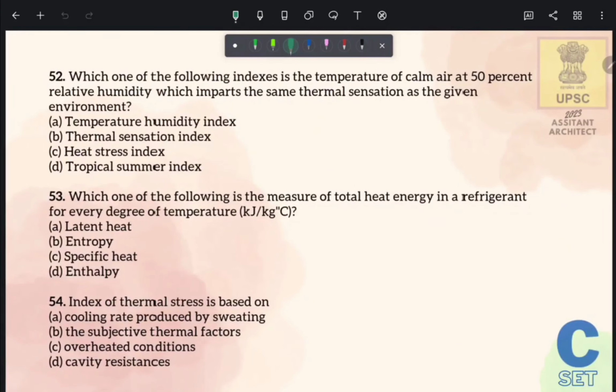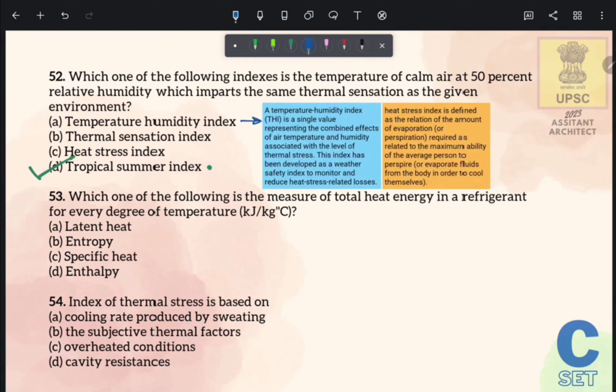Which one of the following indexes is the temperature of calm air at 50% relative humidity which impart the same thermal sensation as the given environment? So this index is known as tropical summer index. Therefore the correct answer is option number D. In this blue box, this is the definition of temperature humidity index, and in the orange box, definition of heat stress index is given. So you can also read them.